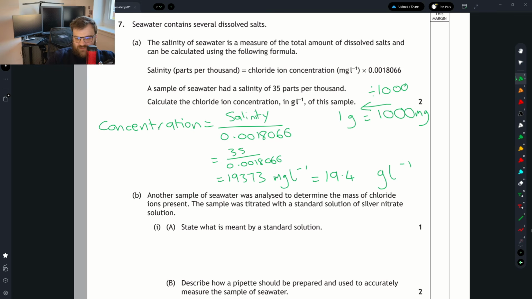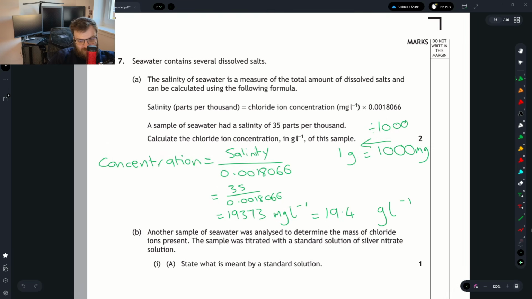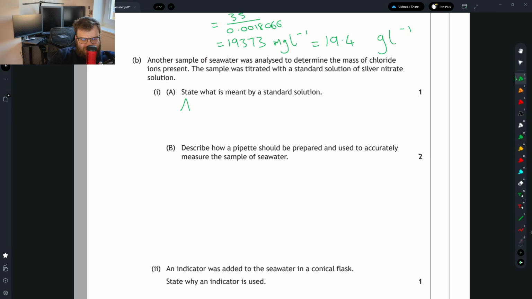The prefixes are also in the back of the data booklet, where they tell you the conversion factor. So it's got for milli is times 10 to the minus 3. And if you took our answer of 19,373 times 10 to the minus 3, does give you 19.373 rounded to 19.4.